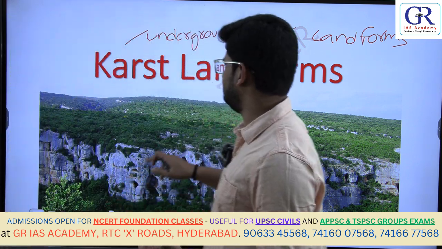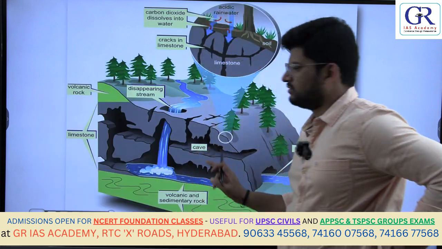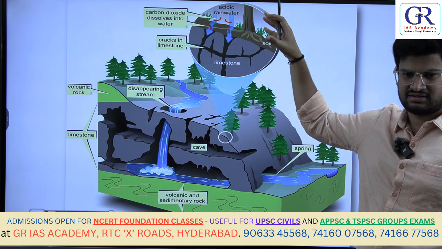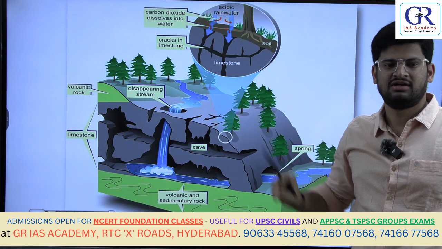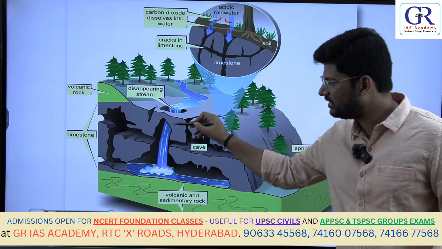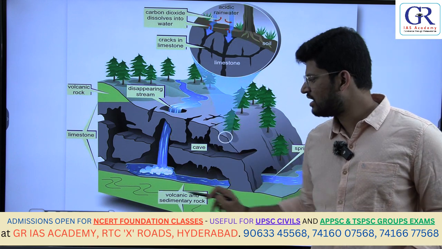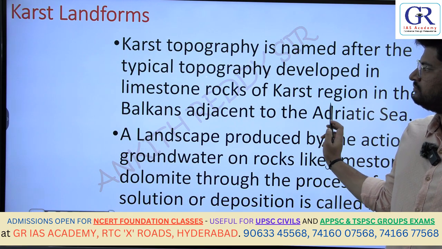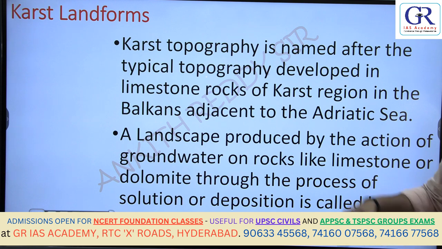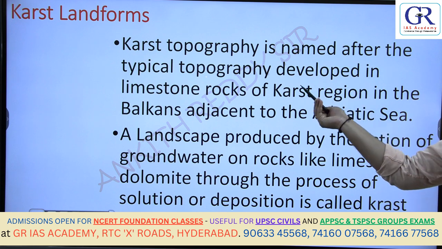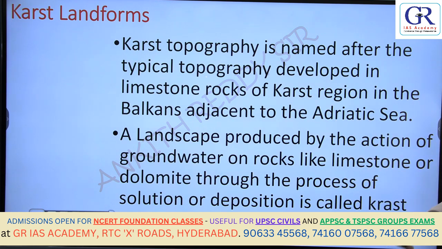Getting my point? Yeah. See, when rain falls, from the air it takes carbon dioxide and turns into carbonic acid, and when this rain falls on a limestone rich area, the limestone rock will dissolve and water will enter beneath the surface, forming underground landforms. Okay. So why has the karst topography got its name? It is named after the typical topography developed in limestone rocks of the karst region in the Balkans, which is part of Yugoslavia.